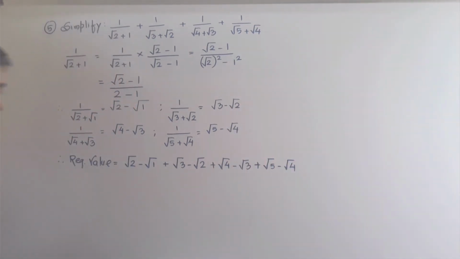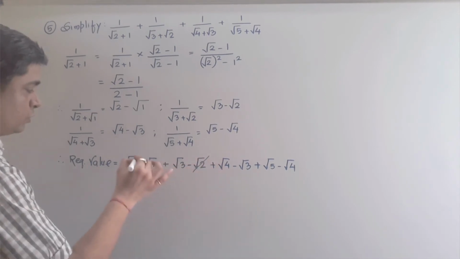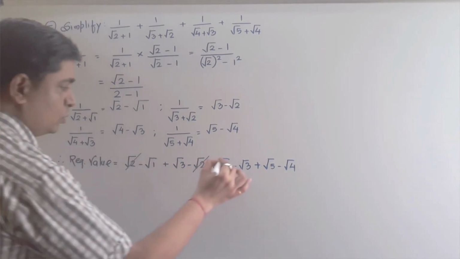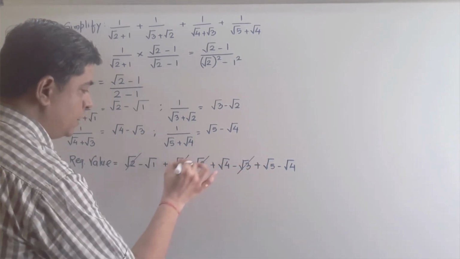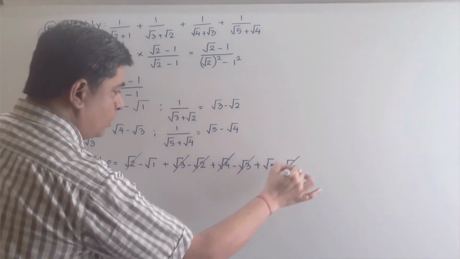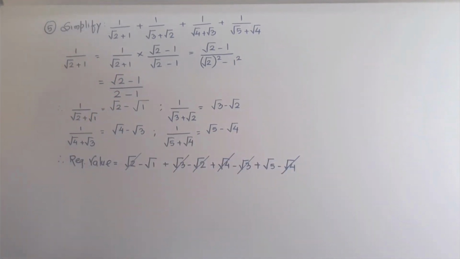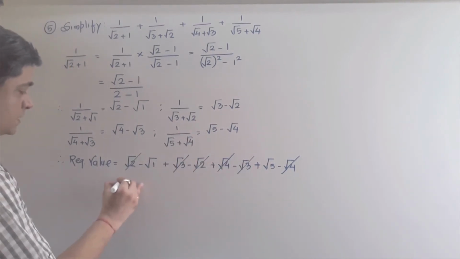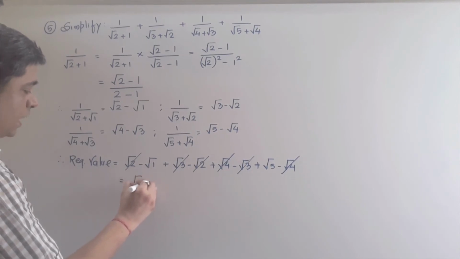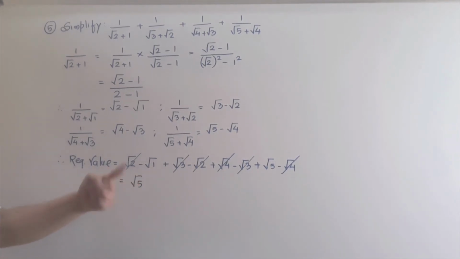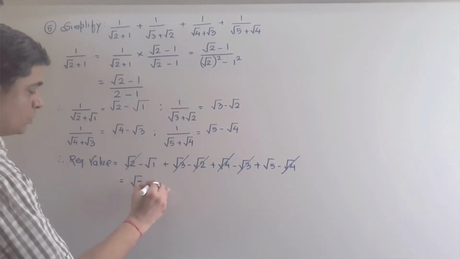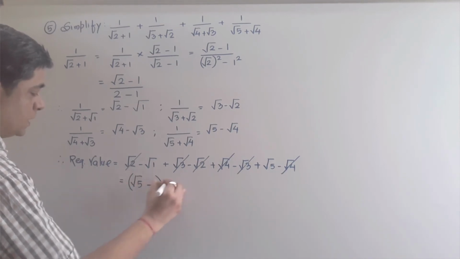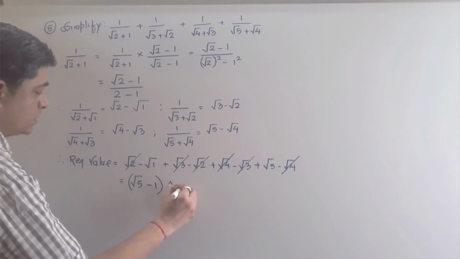Now you observe which terms are directly cancelled. Root of 2 with root of 2. Okay. Root of 3 with root of 3. And root of 4 with root of 4. They all are cancelled because they are same, but they have the different sign. Now root of 5 I am writing here, that is in the beginning because it is positive, and root of 1 again we can write down into its original form, that is 1. This will be the answer of this question.